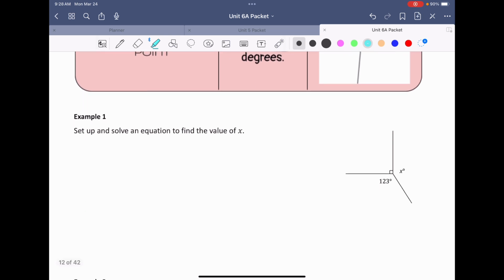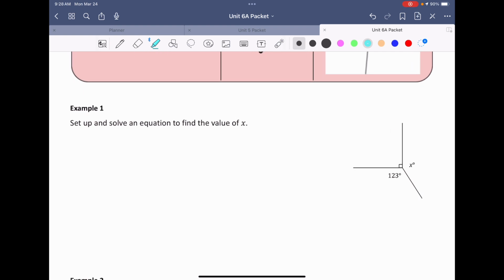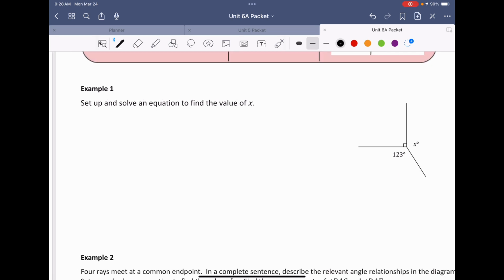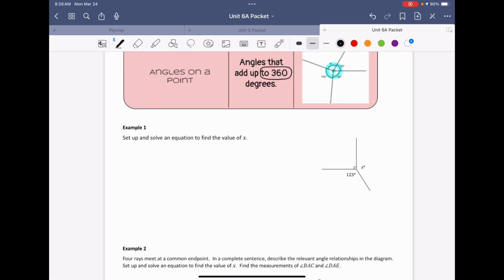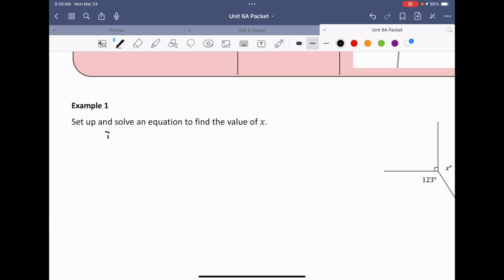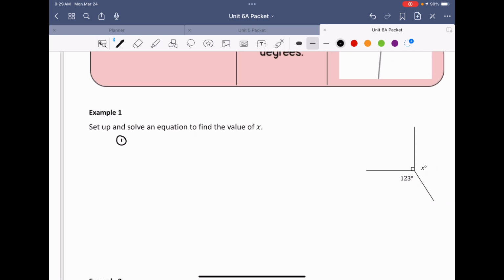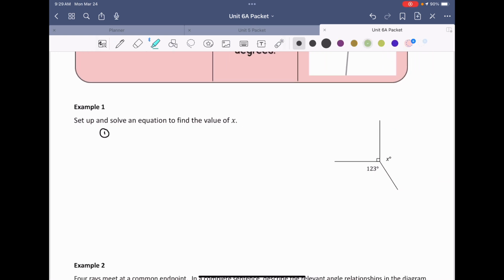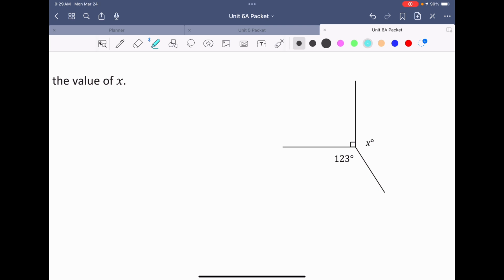So it says, set up and solve an equation to find the value of x. Okay, so we have 2 steps here. We're going to write our sentence first, and then our equation. So let's go ahead to our diagram and just notice the values that we have.